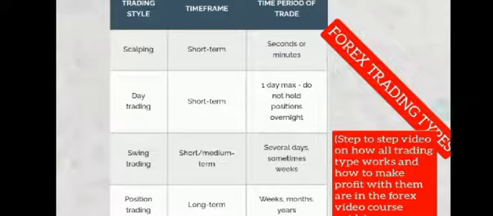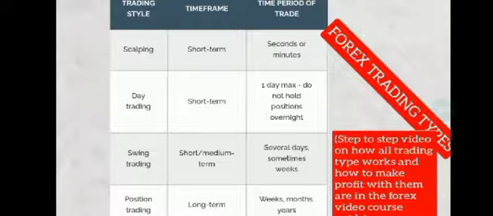Then position traders are long-term traders. This is the type of trading banks do. They leave the position for weeks, for months, and for years. Big investors, big companies, people with a large amount of capital are those that do position trading because they can just leave their accounts trading throughout months and go about their other duties.